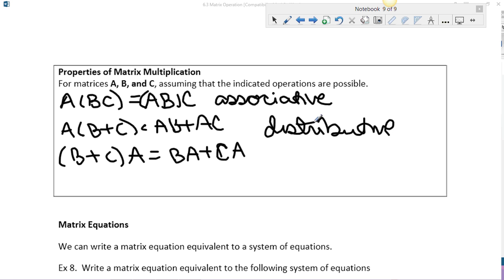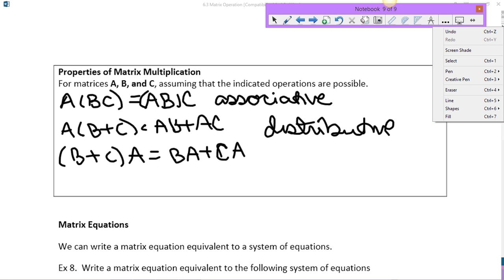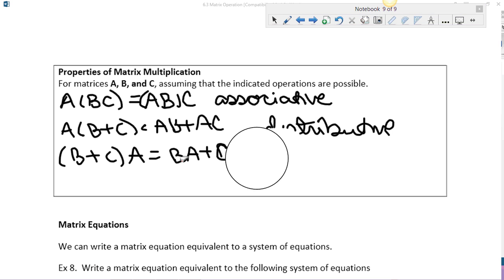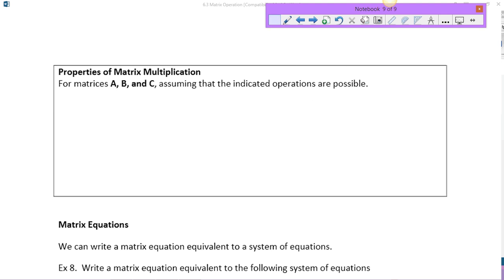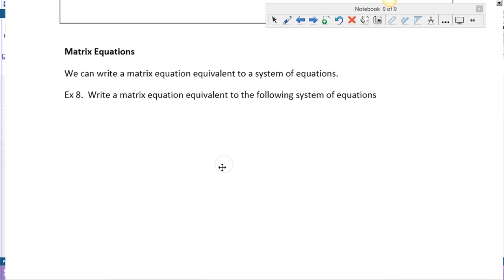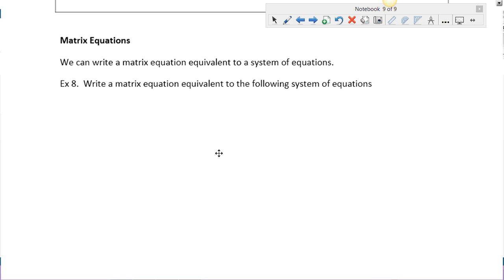All right, so let's talk about matrix equations, and then we are done. Hopefully we'll finish this before that 20-minute mark. And if we don't, I apologize, but I'm going. So matrix equations. We can write a matrix equation using equivalent systems of equations. We're going to write a matrix equation equivalent to the following system, which I'm going to give you now.